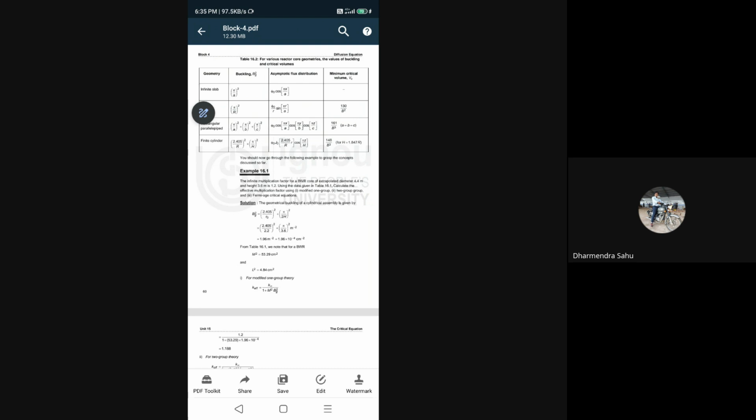So here r0 is equal to how much? r0 is equal to 2.2 because diameter is 4.4 meter. And your h is equal to how much? 2h is equal to 3.6. So your Bg square will be (2.405 by 2.2) square plus (pi by 3.6) square. So this is nothing but 1.96 meter to the power minus 2, which is nothing but 1.96 into 10 to the power minus 4 centimeter to the power minus 2. What is M square?